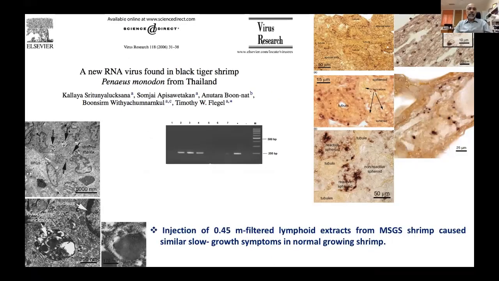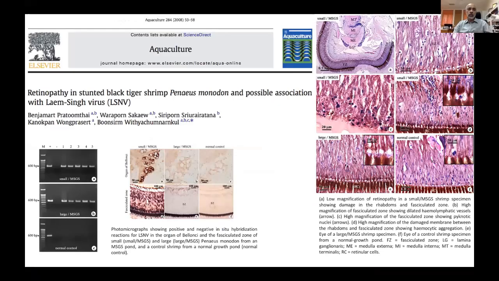And then they came to a very interesting observation, that a new RNA virus was found in slow growing animals. It was first reported from a province in Thailand, Lim Sing, so that is why they named the virus Limsing virus. And they found a pathology associated with that. They found molecular evidence to show that this RNA virus is associated with the slow growth.